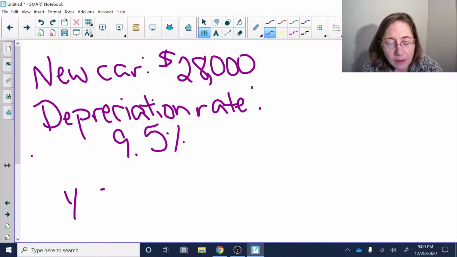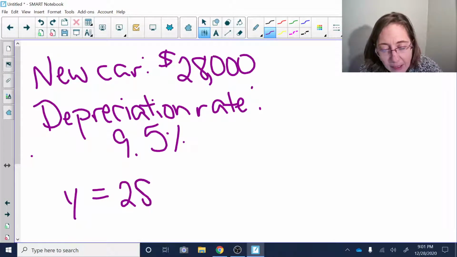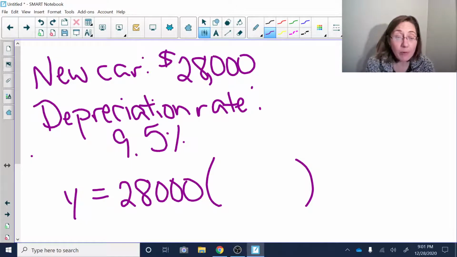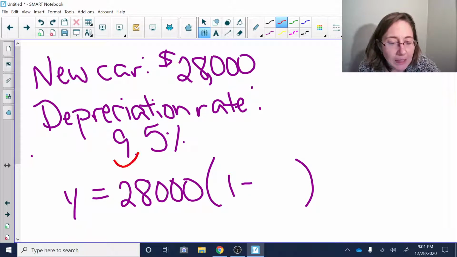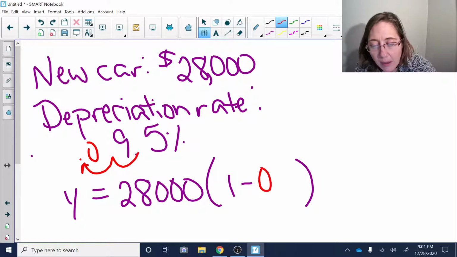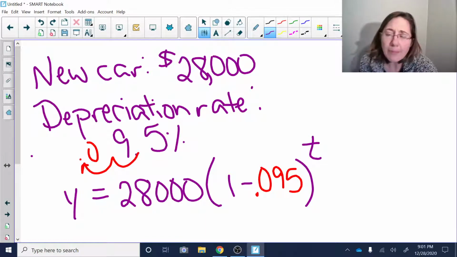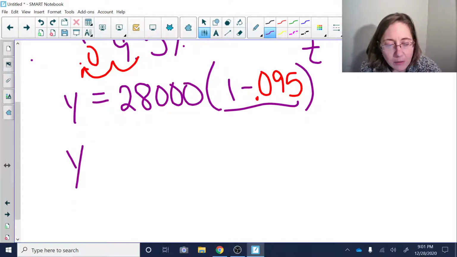It's going to be y equals, so our initial value is the 28,000. So that's going to go in for the A. And then since we're depreciating, it's going to be 1 minus the rate. Now that 9.5, I need to take that decimal point and slide it over 2 places. Fill in the empty loop with a 0. So this is going to be 0.095 here. And then that's to the t power. So now we typically go ahead and simplify what's in that parentheses there. So I'm going to do that for you.